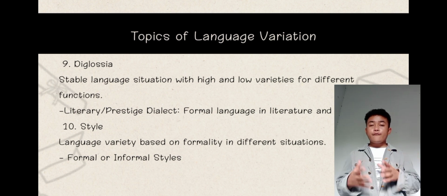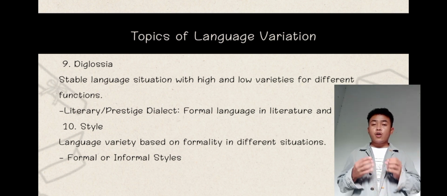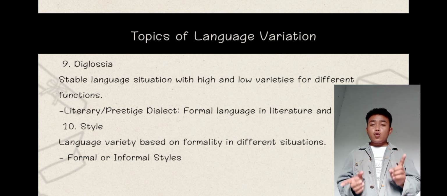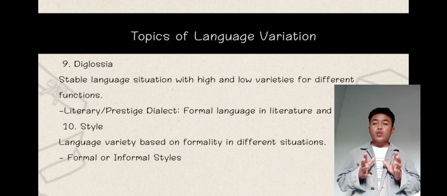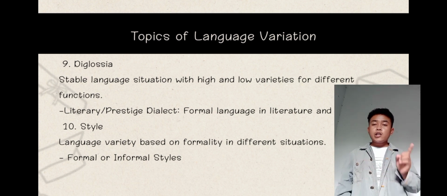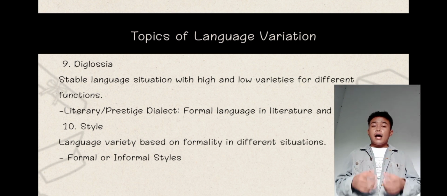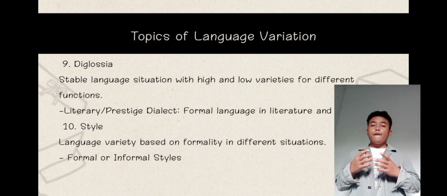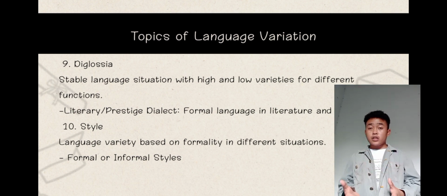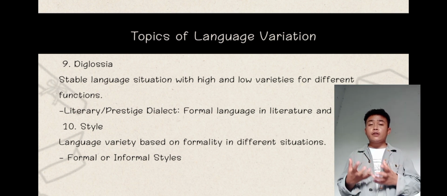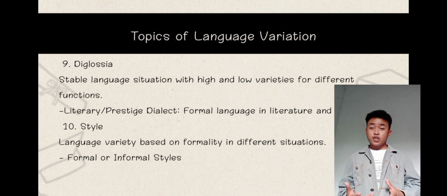And the other variety is termed the low variety. It is used in everyday or informal communication among the community. And in diglossic societies, there's a clear separation between these varieties, each serving a distinct purpose within the social context. This phenomenon allows for specialized functions of language while maintaining a clear distinction between formal and informal registers.